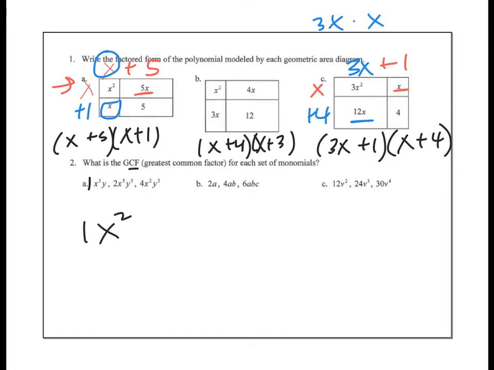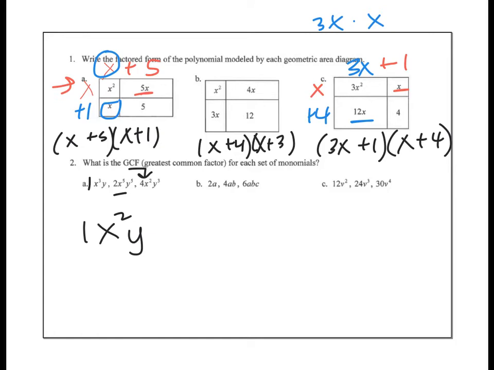And that's because, for example, this guy has only an x squared. So I can't do the x to the 5th as my GCF because the x squared doesn't have enough x's to match that. Okay? And then I have a y to the 5th, and a y cubed. So my GCF would be 1x squared y.